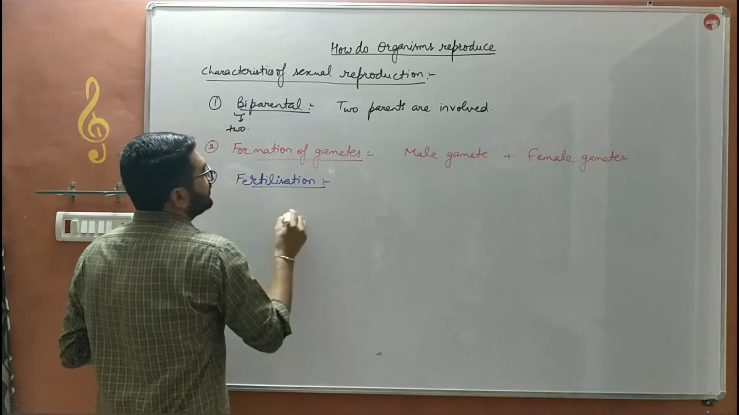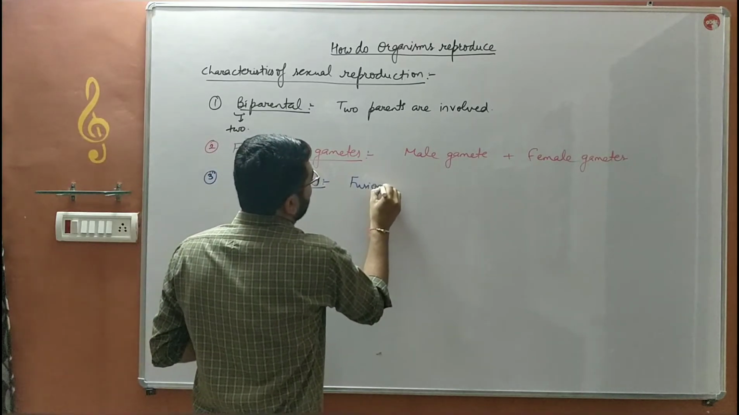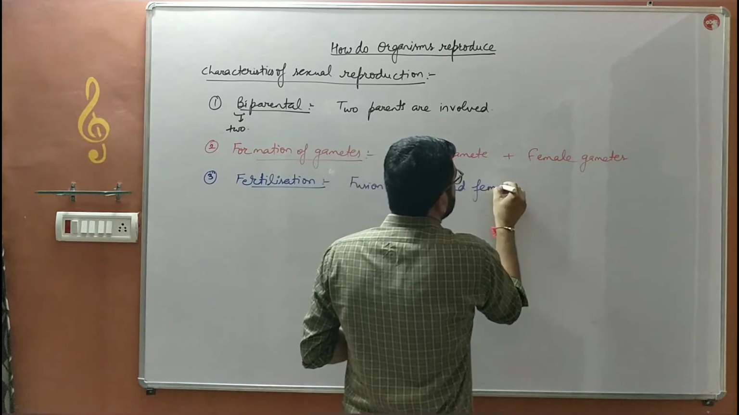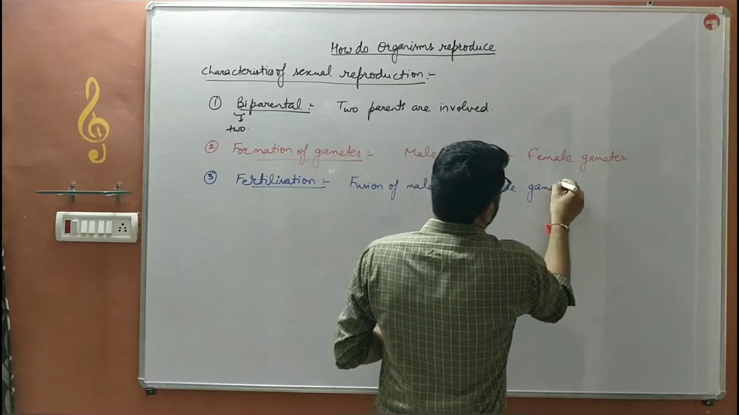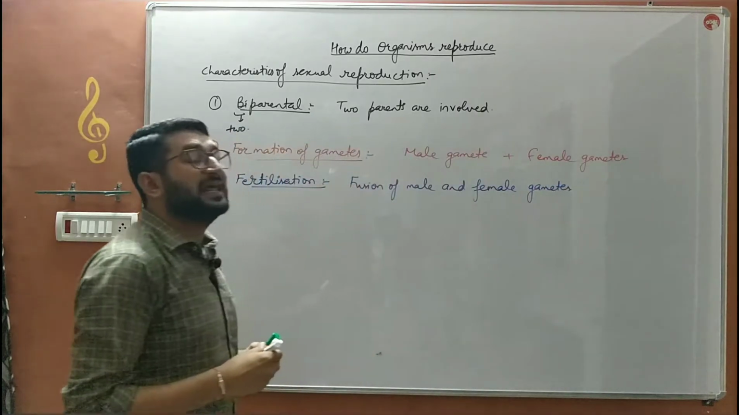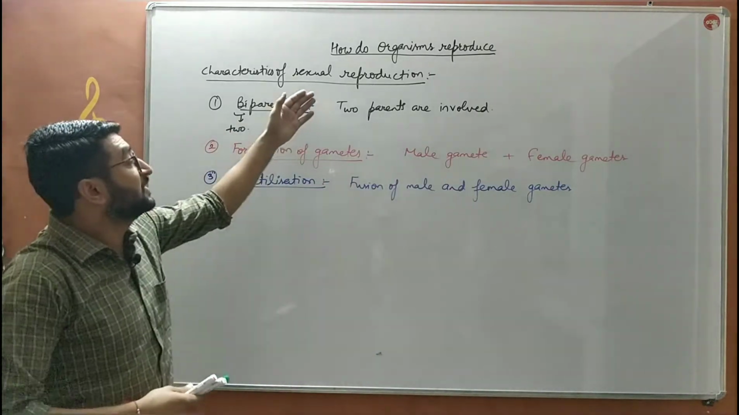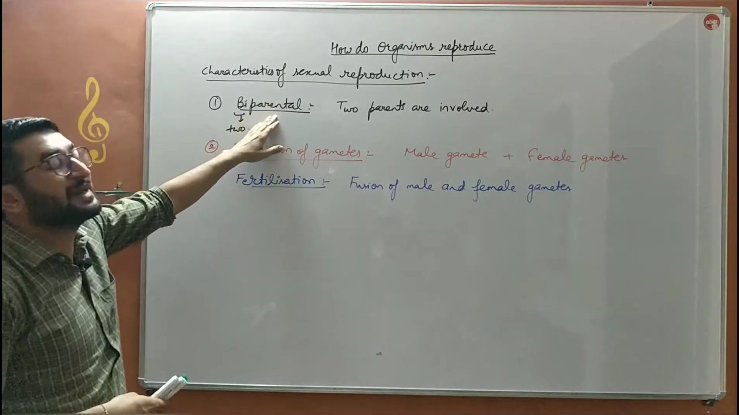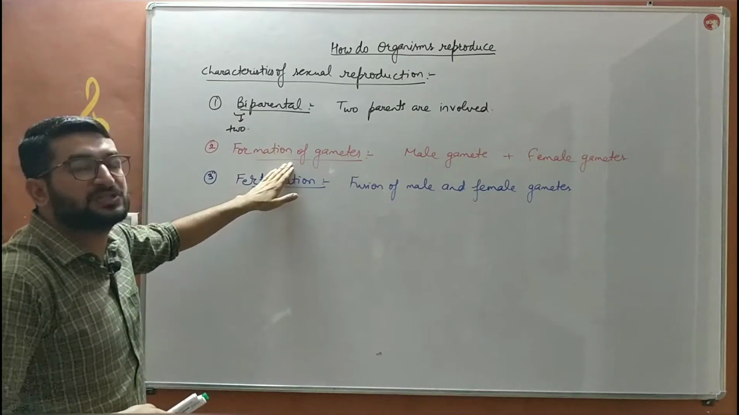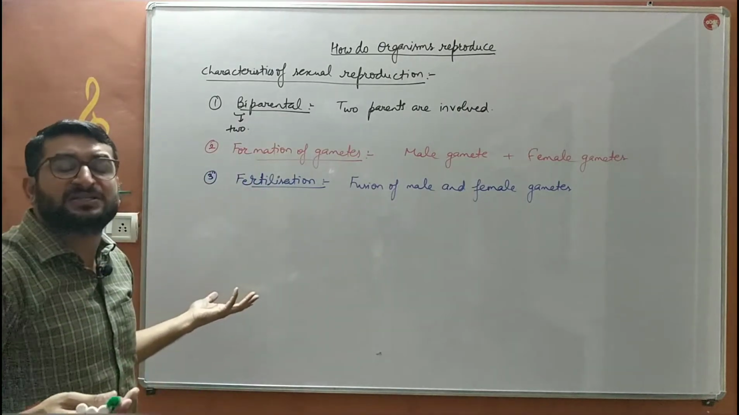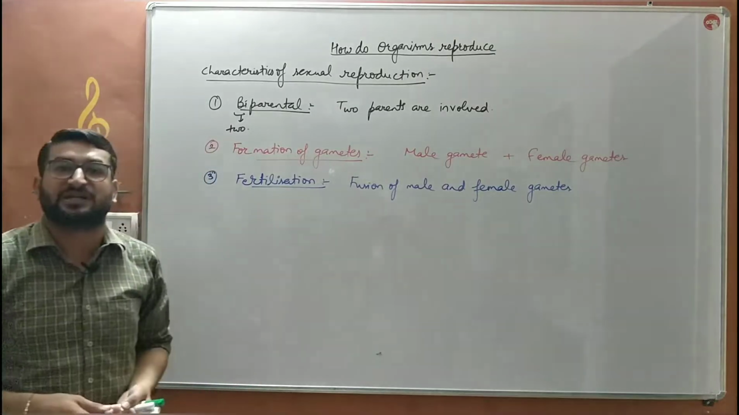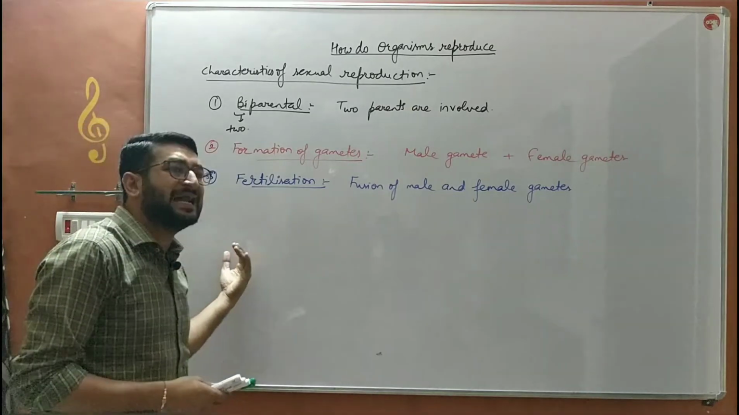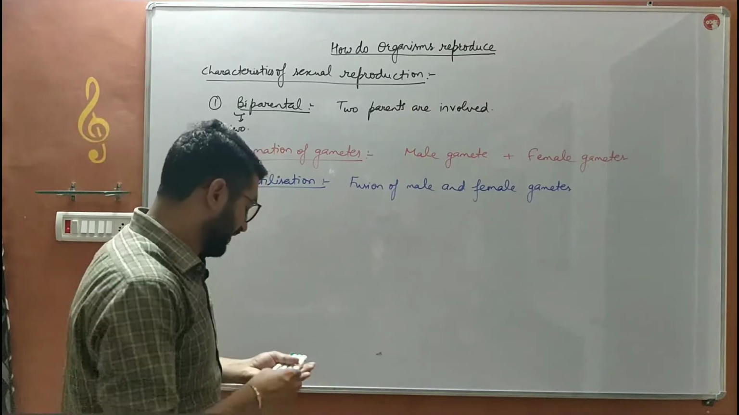What is fertilization? Fusion of male and female gamete. That is fertilization. Whereas all these things were absent in asexual reproduction. Asexual reproduction is uniparental. There was no requirement of gametes, and as gametes are not present, fertilization does not take place. So that is basically a difference also between the sexual and asexual modes of reproduction.